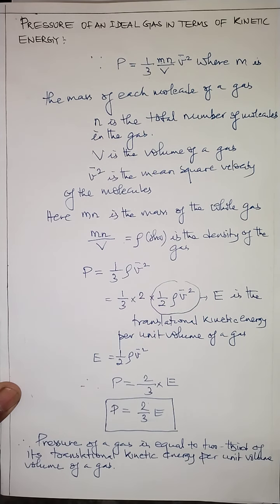Now the next term that we define as far as the motion of molecules of an ideal gas is concerned is called root mean square velocity or speed of the gas, and that you will learn in the next YouTube video.